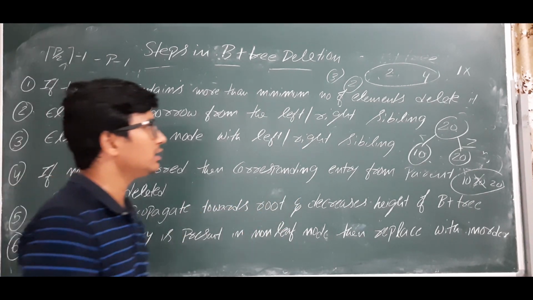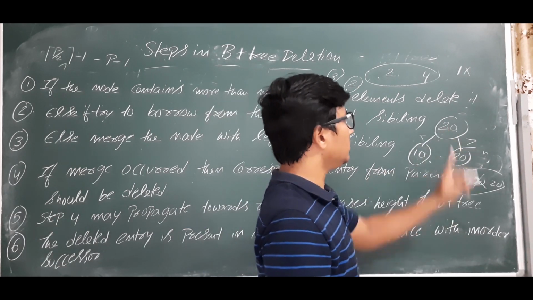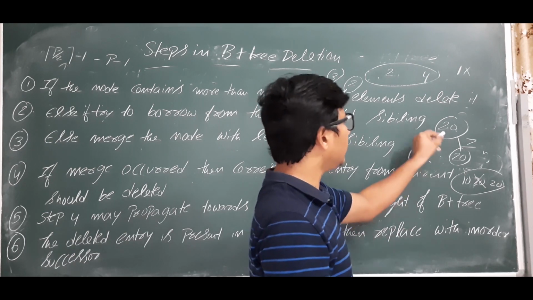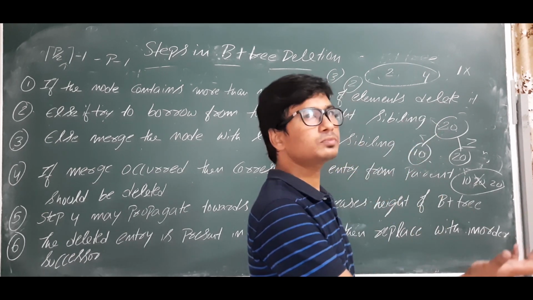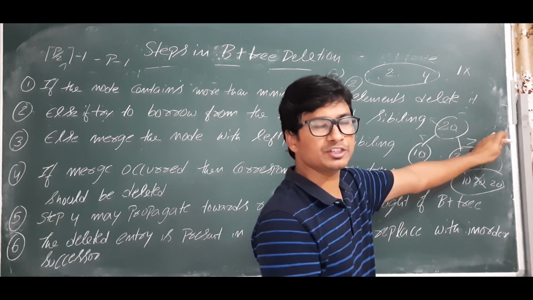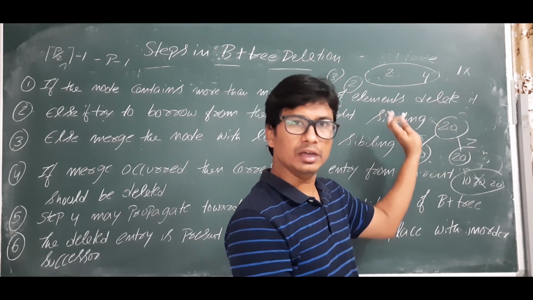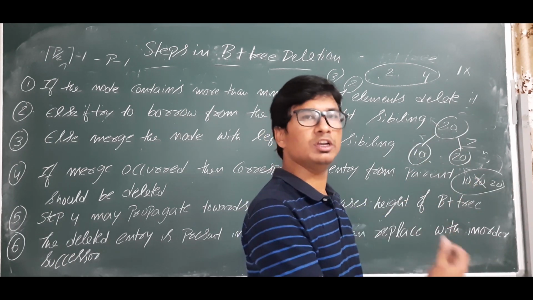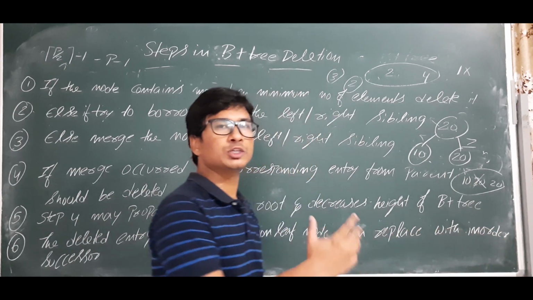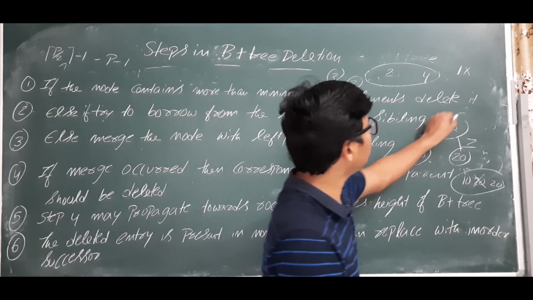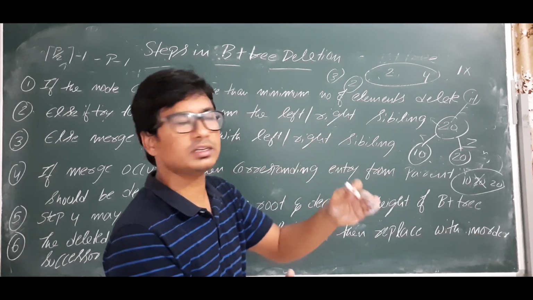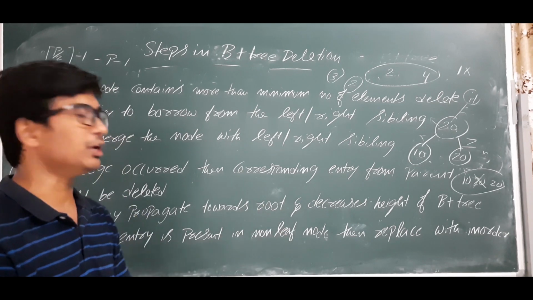Why so? Now I have deleted the 20, so I am removing an element from the parent node. Then this node may go into an underflow condition. So it will try to borrow from its left sibling, or from the right sibling. If it is not possible, it will merge with the left or right sibling by deleting the corresponding entry from the parent node. So there is a chance that the height of the B+tree may reduce.